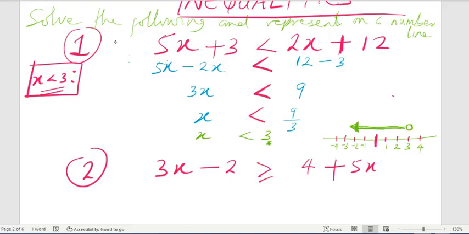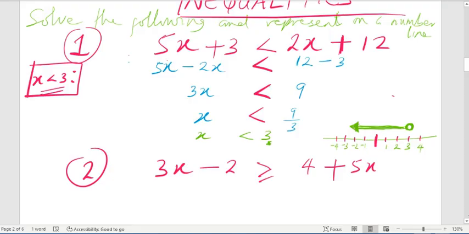I hope you got this, everybody. Less than 3. But this dot will be open. The dot is open on 3, but it's less than it. If it was greater, it would have been pointing to the right after 3. Do you understand?